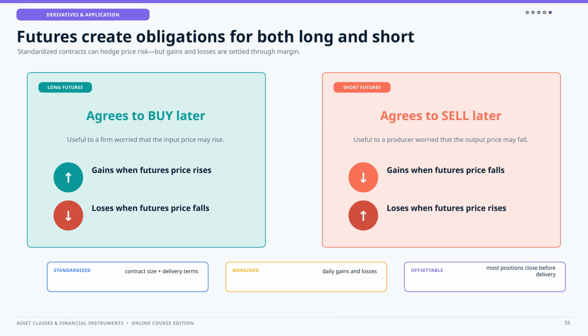A futures contract creates obligations for both sides. The long agrees to buy the underlying under the contract terms, while the short agrees to sell. A firm that needs a commodity in the future may use a long hedge to reduce the risk of a price increase. A producer may use a short hedge to reduce the risk of a price decline. Futures are standardized by exchanges, and gains and losses are settled through margin. Most positions are closed with an offsetting trade before delivery, but the delivery mechanism helps connect futures prices to the cash market. Unlike an option buyer, a futures trader cannot simply walk away without closing the position.